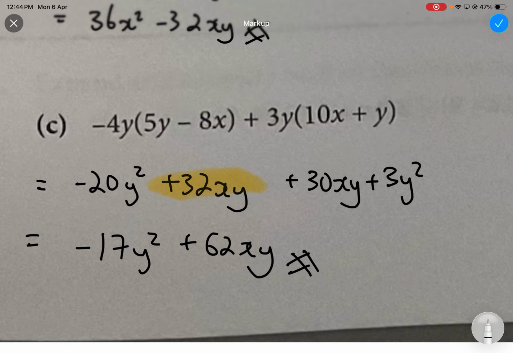Negative 4 times positive 5y, so negative 20y squared. Negative times negative becomes positive. 8 times 4, 32xy.